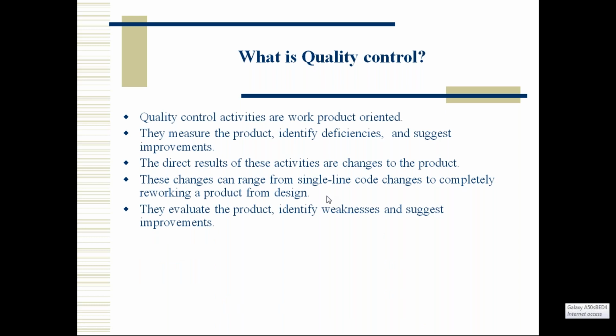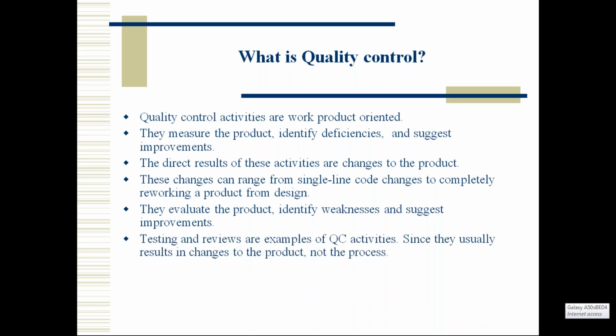Then they evaluate the product. They evaluate the product, identify the weaknesses and suggest the improvement. जैसे कि अभी सपोज आपने चाय पिया और आपको लगा कि शुगर कम है तो आप क्या करते हो, उसमें शुगर जरा डालते हो. So this is what they do: evaluate the product, identify the deficiencies or weaknesses and then suggest the improvements. Perfectly right. Testing and reviews are examples of QC activities. Correct? Review. So we are going to discuss reviews as well.